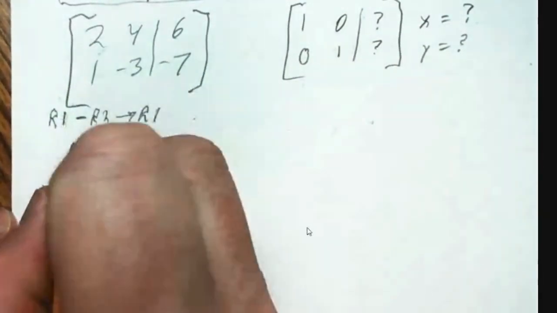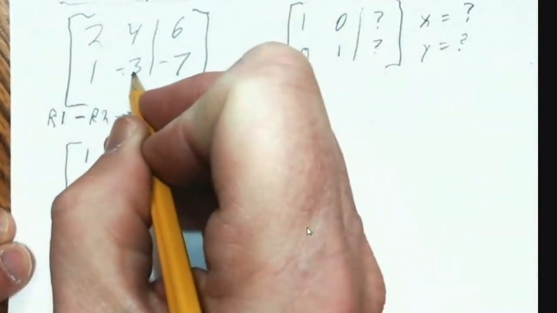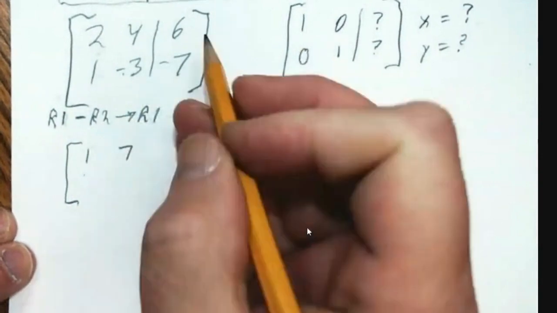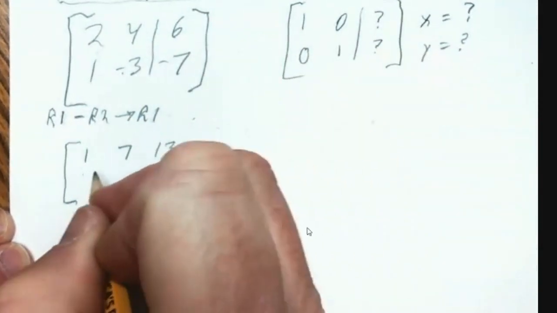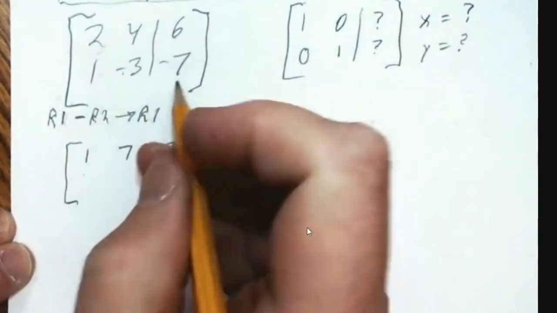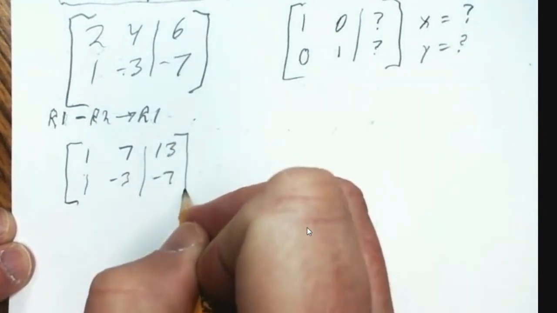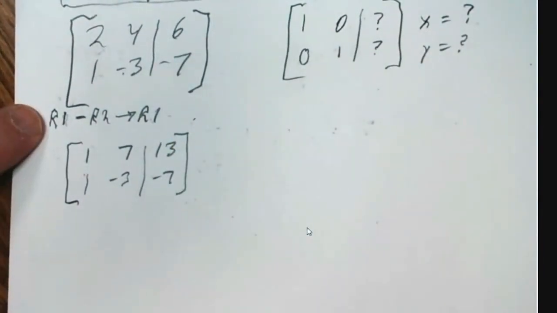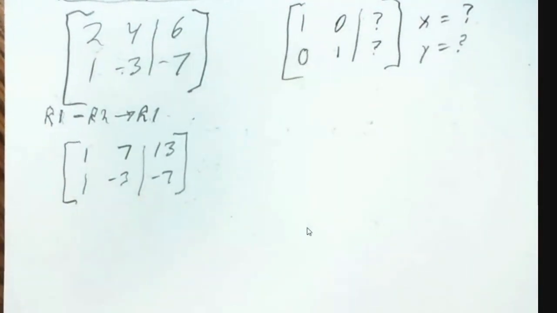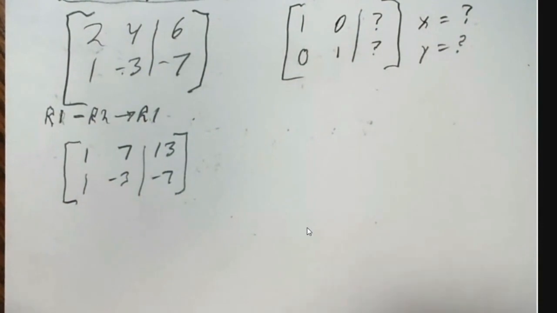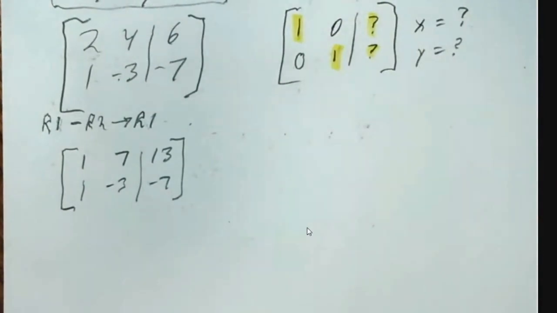So row 1 now becomes 2 minus 1 is 1. 4 minus a -3 becomes a 7. 6 minus a -7 becomes a 13. And I didn't do anything to the second row. So this operation got me to have just a 1. That's a good start. I just try to get a 1 there and a 1 there, and then get the answers over here.